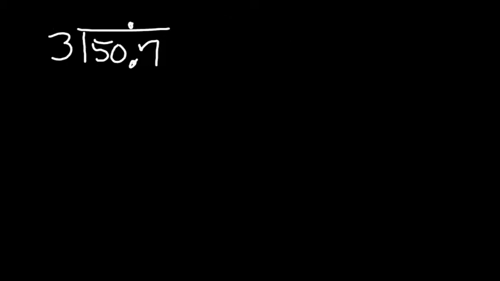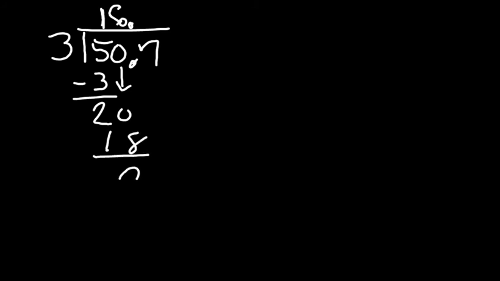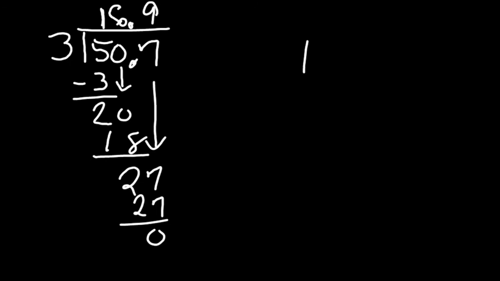So 3 goes once into 5. That leaves 2. Bring down the 0. 3 times 6 is 18. Subtract, bring down the 7. 3 times 9 is 27. Okay, so the answer is 16.9. Now, was it negative or positive? It was positive because both of our numbers were positive.